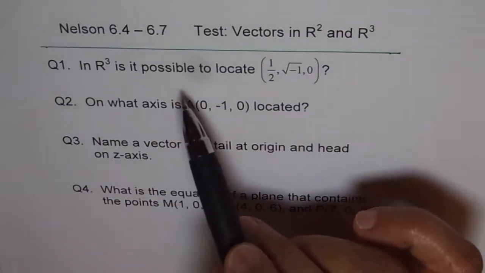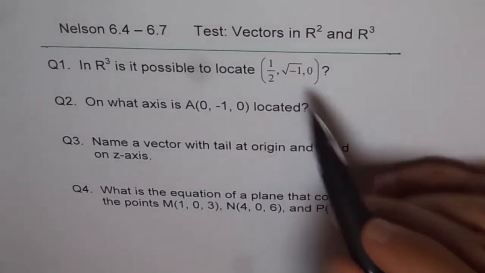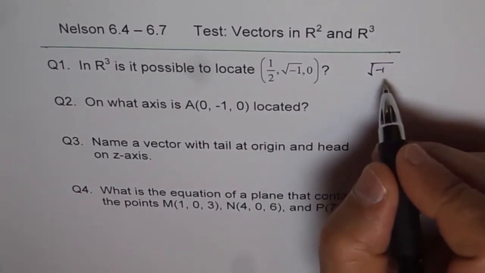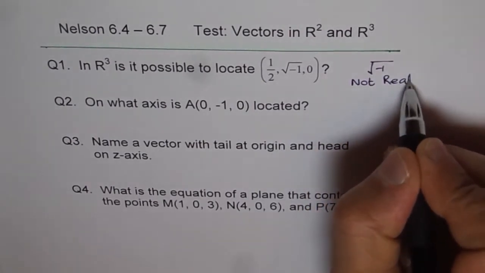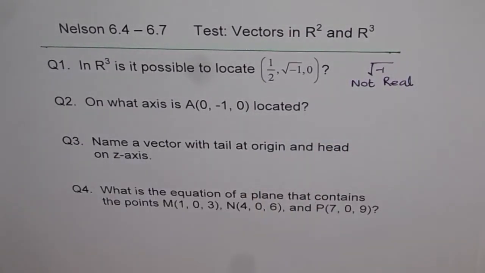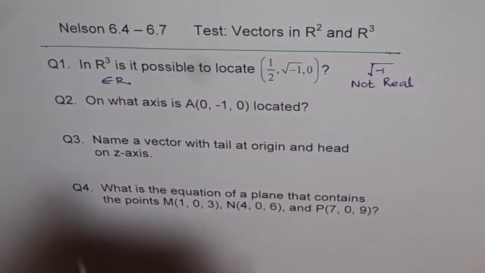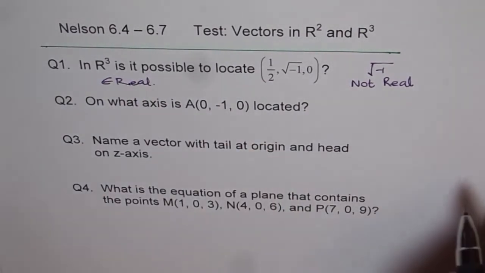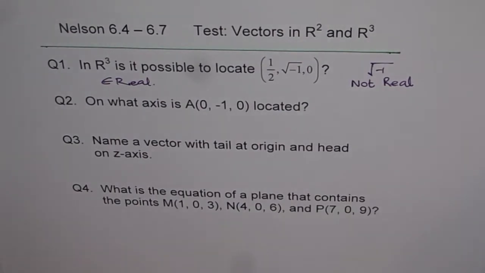In R3, is it possible to locate this point? Out of this we have this minus 1 within square root. Is it a real number? It's not real, right? Not real. Important thing in R3 is that all the points belong to real numbers. That is what it is. They belong to real numbers, right? If we have a point like this which is imaginary, it cannot be located in R3.